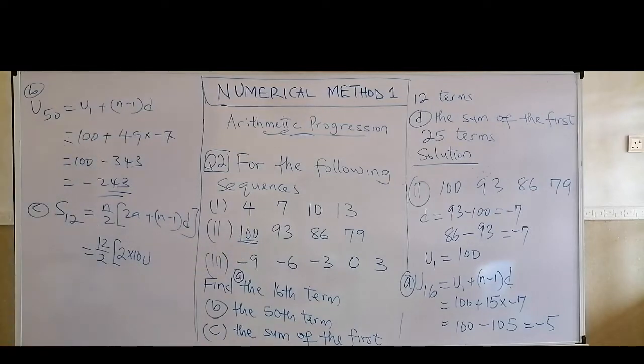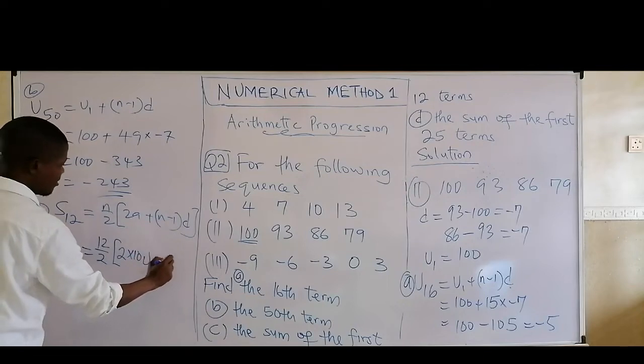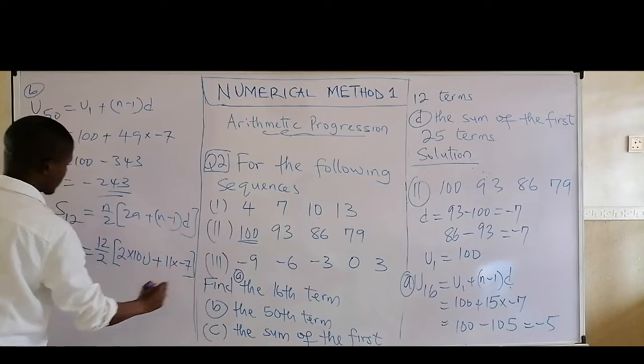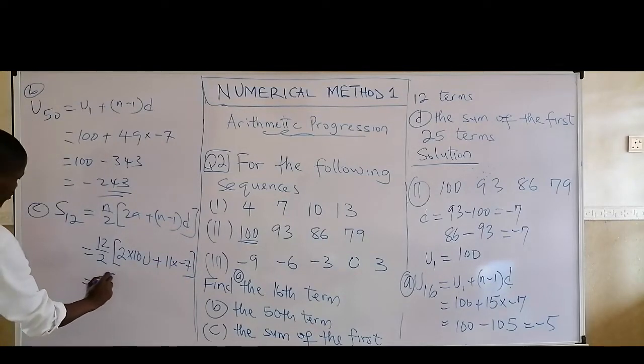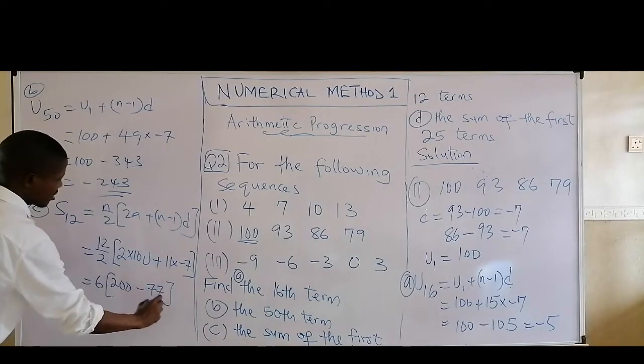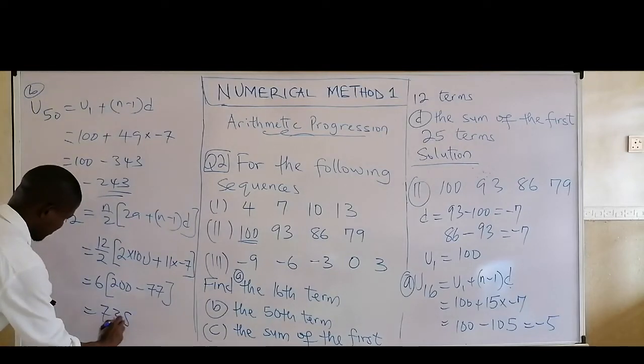That's the a. Then the n is 12. That will be plus 11, 12 minus 1, that's 11 times minus 7. Okay, and that will be equal to 6 into bracket 2 times 100, that's 200, minus 77. 11 times minus 7, that's minus 77. So that will be 200 minus 77, and then times 6. So that gives us 738.